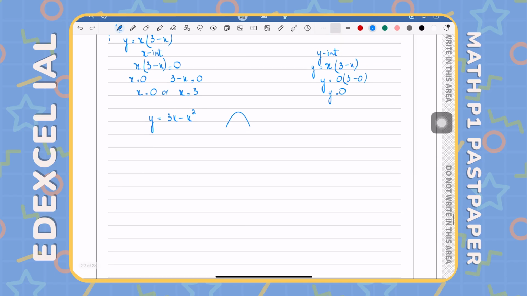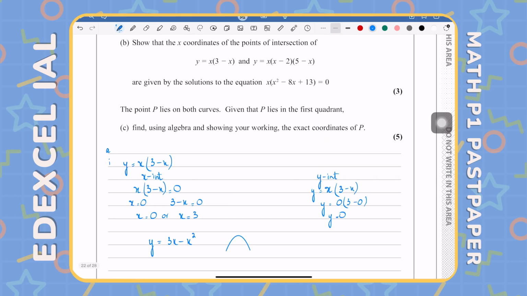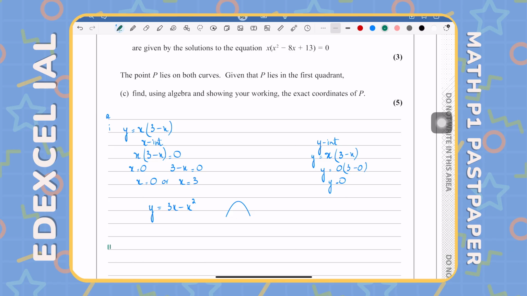Okay, now the other graph that we have to draw is a cubic graph, as we saw earlier. Here also we have to do the exact same procedure. We have to find out the x-intercepts, the y-intercept, and we'll determine the nature as well. So let's start by writing down the equation of the curve. It's y equals x times (x minus 2) times (5 minus x).